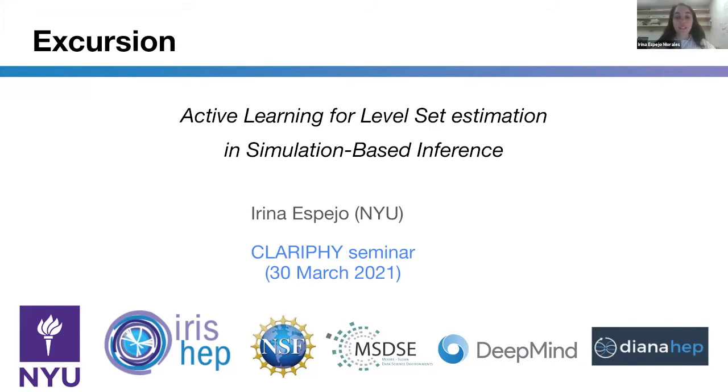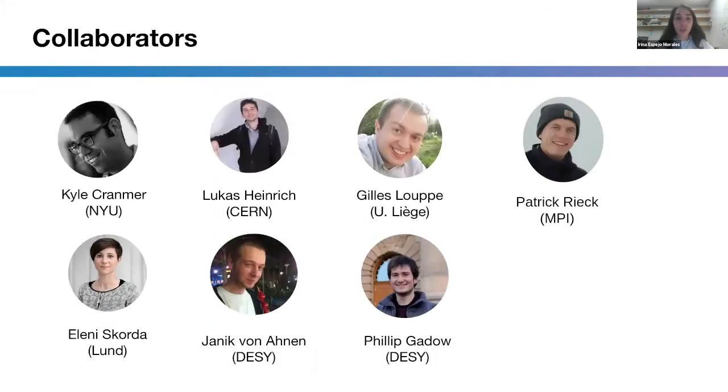Thank you, Savannah, and thank you for having me. In this talk, we'll present Excursion, which is a tool that uses active learning to estimate level sets of expensive black box functions while optimizing costs. This is joint work with my collaborators, Kyle, Lucas, Gilles, Patrick, Eleni, Yannick, and Philip. Some of them have collaborated in the development of the tool, and with some others, I'm actually collaborating now for applications.